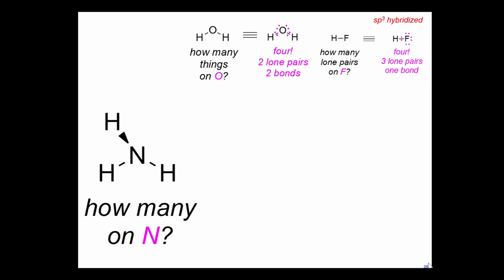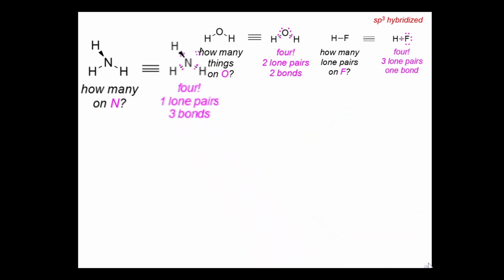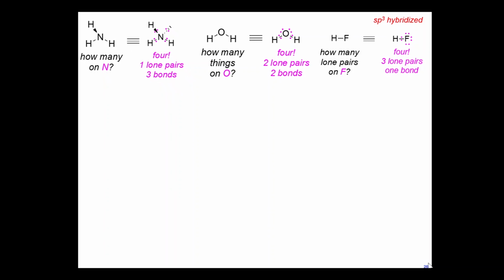How many bonds on the nitrogen, Yuan? There are 3 bonds. Are there any electrons left for a lone pair? Yes, 2 electrons. 1 lone pair. So totally, how many things? 4 things. And what will the shape be of those things around the central point? Tetrahedral. And the hybridization state? sp3 hybridized. Yes! 1 lone pair, 3 bonds, sp3 hybridized. We'll put that upstairs too.